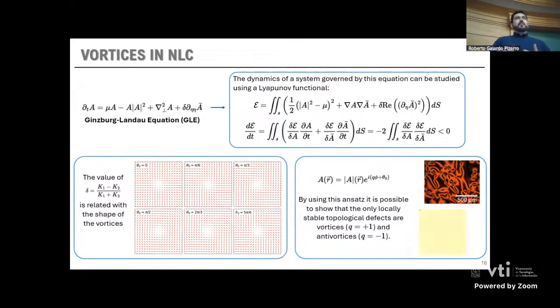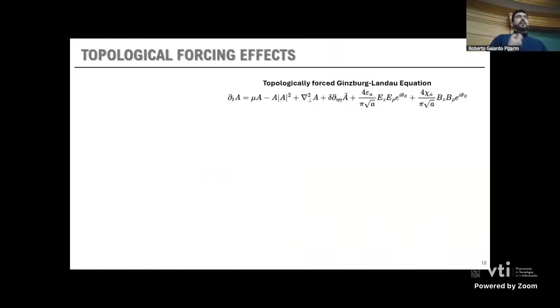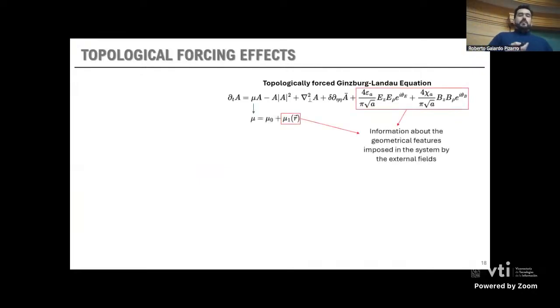Okay, so now that we understand that we have these topological charges, these topological defects in the nanomaterial crystal cell, we start to understand which kind of effects we have if we induce a topological forcing in this kind of system. Because until this point, we were only using an electric field that was perpendicular to the plate, but we can also have an electric field or a magnetic field which has a component that is parallel to the plate. In those cases, these extra terms will give us information about how the geometry of these external fields imposes some boundary conditions or some conditions in the system.